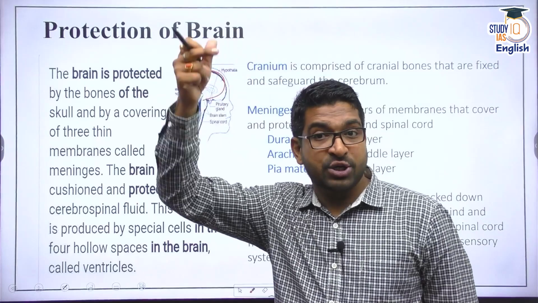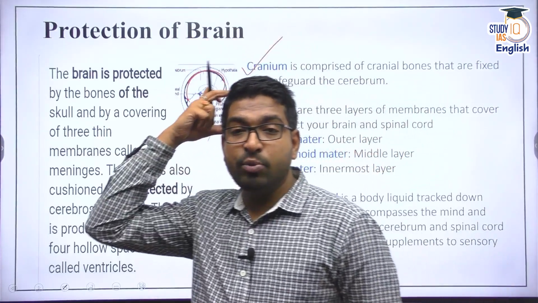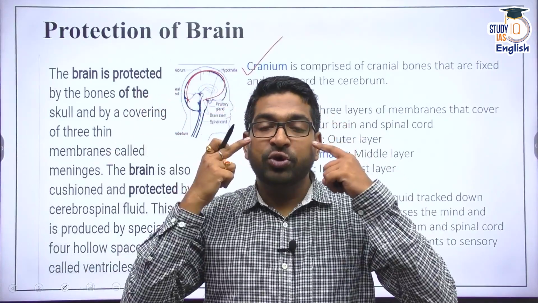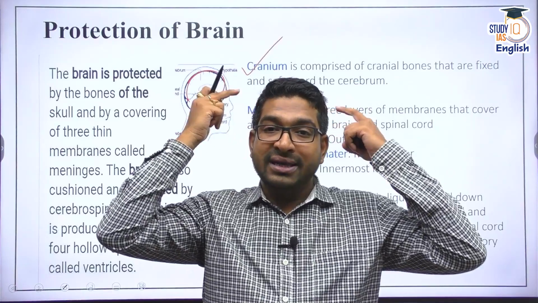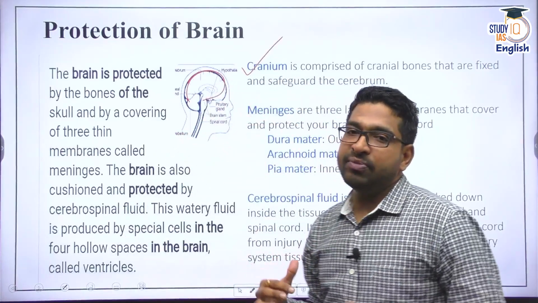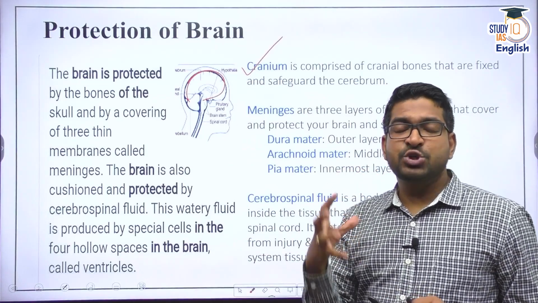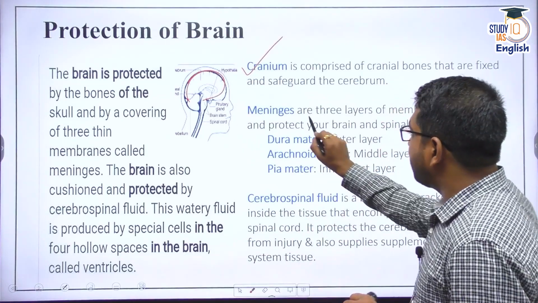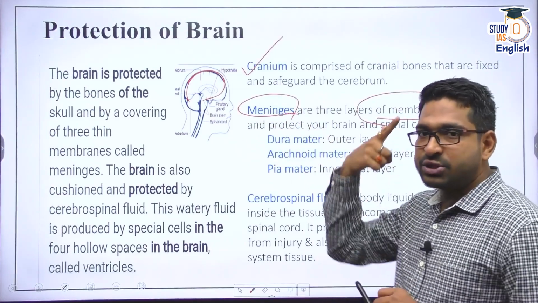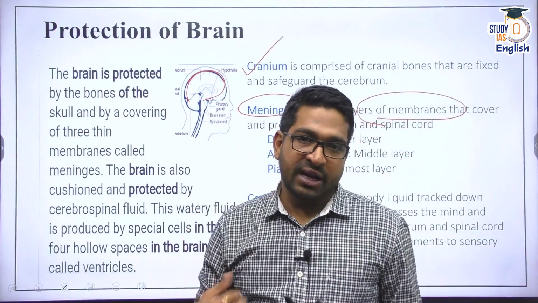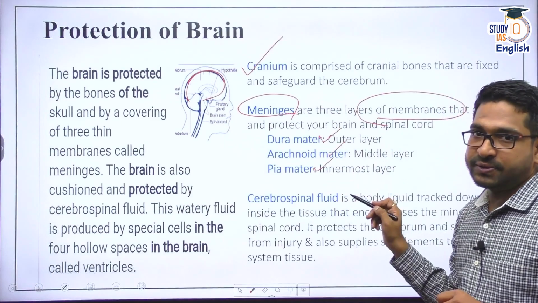For the physical protection, we have the cranium. Cranium are these bones. Cranial bones, or the cranium, are connected to your facial bones as well. They protect your brain inside. Now inside the cranium there are three layers of membranes or tissues, I can say, which protect the brain. They are called meninges. Meninges are three layers of membrane that not only protect the brain, they also protect the spinal cord. The three layers are dura mater, arachnoid mater, and pia mater.